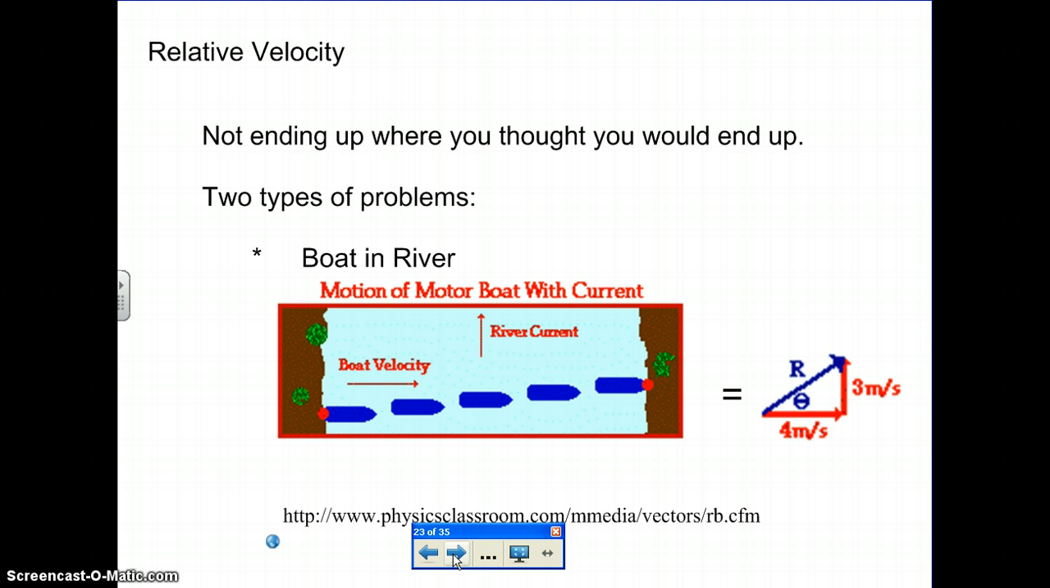Okay, so relative velocity, you need to go to this link here. I can't do this right now with this slideshow, but what it's going to show you is that as you are traveling this way across the river, the current is flowing this way. So ultimately, your boat's going to end up right here. It's not going to end up where you thought it was going to end up.